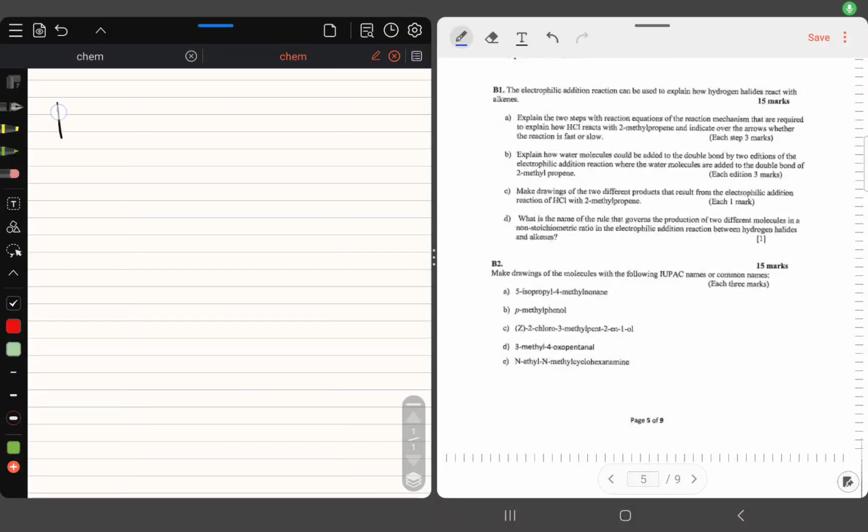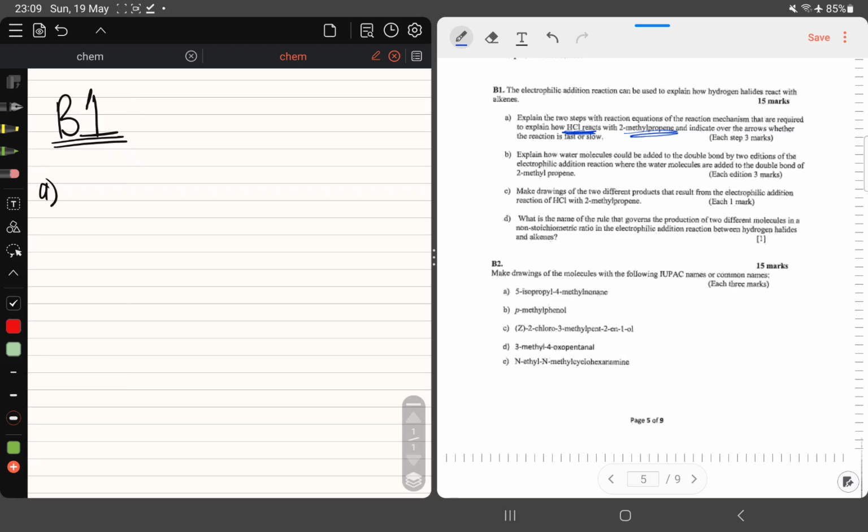We go through section B of our 2023 past paper, okay? So here we start with B1, number 1, section B, number 1. Let's do part 8. It says, explain two steps with reaction equations of the reaction mechanism that are required to explain how HCl reacts with 2-methylpropene.